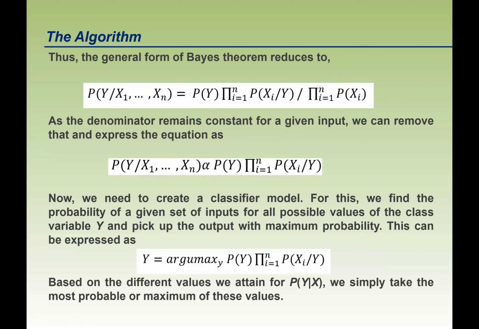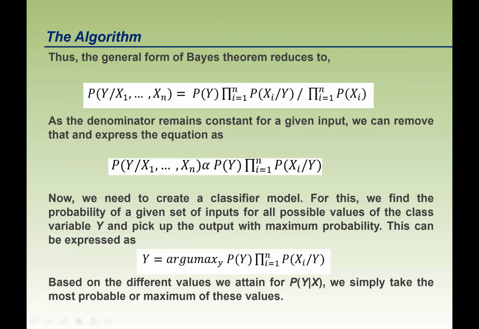Now we need to create a classifier model. For this, we find the probability of a given set of inputs for all possible values of the class variable y and pick up the output with a maximum probability. This can be expressed mathematically as argmax of this posterior probability. That based on the different values, we attain P(y | x), and we simply take the most probable or maximum of these values.